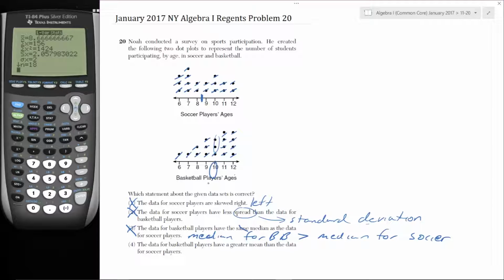The mean is the arithmetic mean, the average. The data is skewed to the right, so the data has a mean that's greater than 9, and in fact significantly greater than 9, probably around 10. Whereas the data for the soccer players is skewed ever so slightly to the left, so the mean is going to be slightly below 9. So this is going to be above 9, and this is going to be below 9. So this is very true.